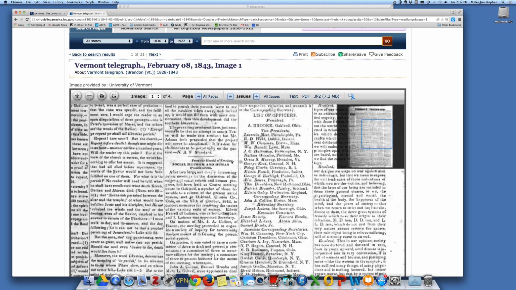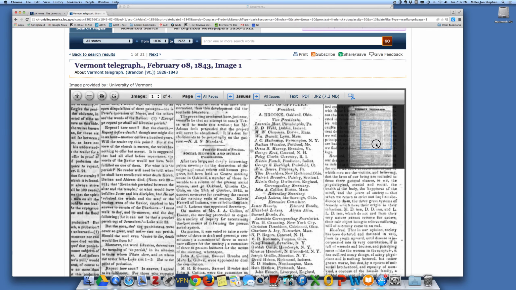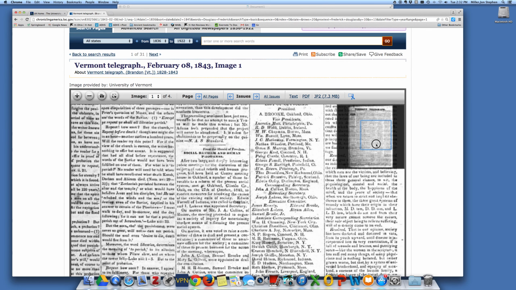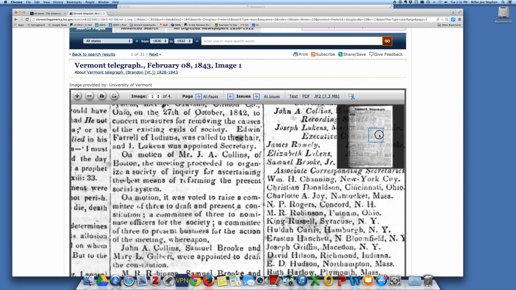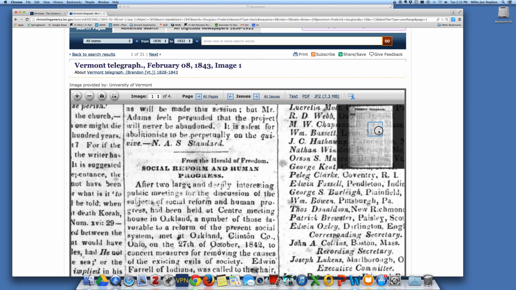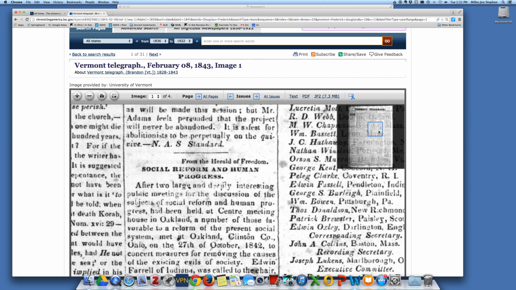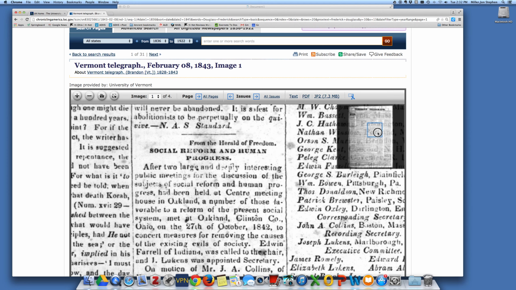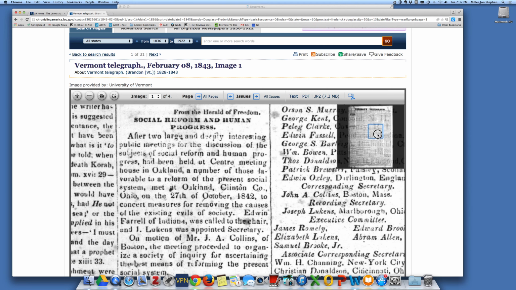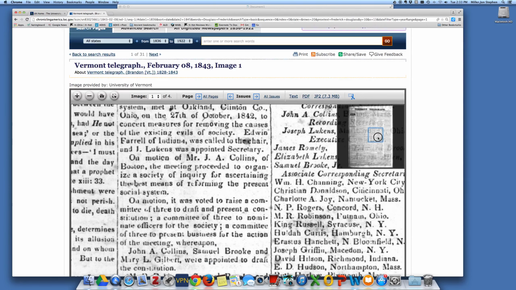And what they've done is cut and pasted from another newspaper this little piece of writing. And what it is is a kind of declaration of the existence and purpose of a group of people that have come together to remove the causes of the existing evils of society. That sounds like a good idea.